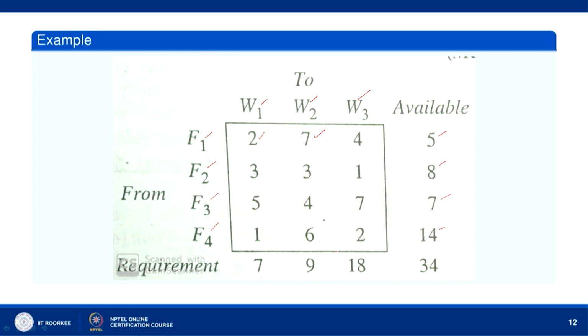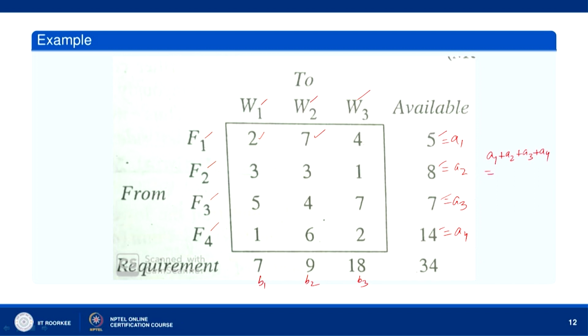Now, these values are A1, A2, A3, A4, the quantities available at the sources F1, F2, F3, F4, and these 7, 9, 18 are the values of B1, B2, B3. Now, we have assumed that sigma Ai, i equal to 1 to m, is equal to sigma Bj, j equal to 1 to n. So, here we have A1 plus A2 plus A3 plus A4, let us see how much that is.